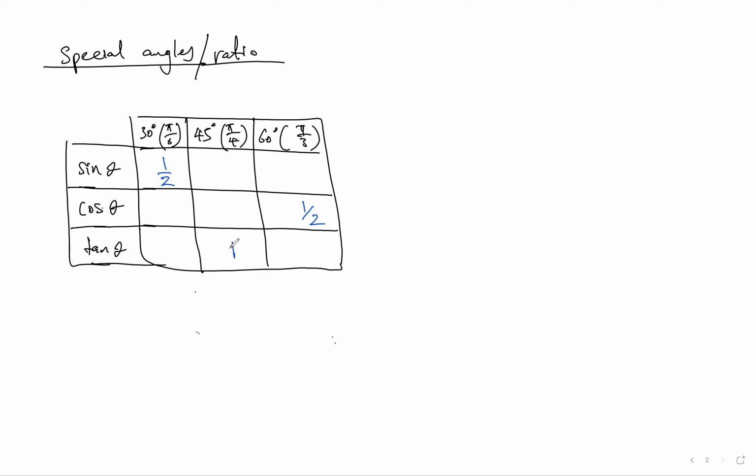Tangent 45 is always 1. Square root 3 over 2 for cosine, and this one will be square root 3 over 2 also. These two will be the same. It's either you take it as 1 over square root 2, or this is the same as writing square root 2 over 2. It's because we do rationalizing. And this one is 1 over square root 3.